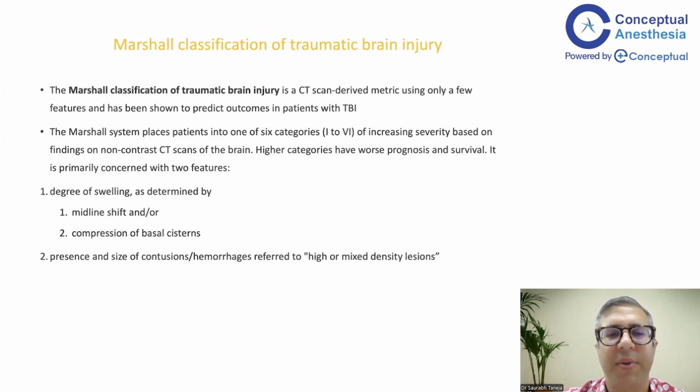It places the patient into one of the 6 categories depending on the severity of the NCCT brain, and higher categories have worse prognosis. The primary two features that it takes into account are degree of swelling, due to the midline shift of the brain and compression of the basal cisterns, and presence and size of contusions or hemorrhage, referred to as high or mixed density lesions.